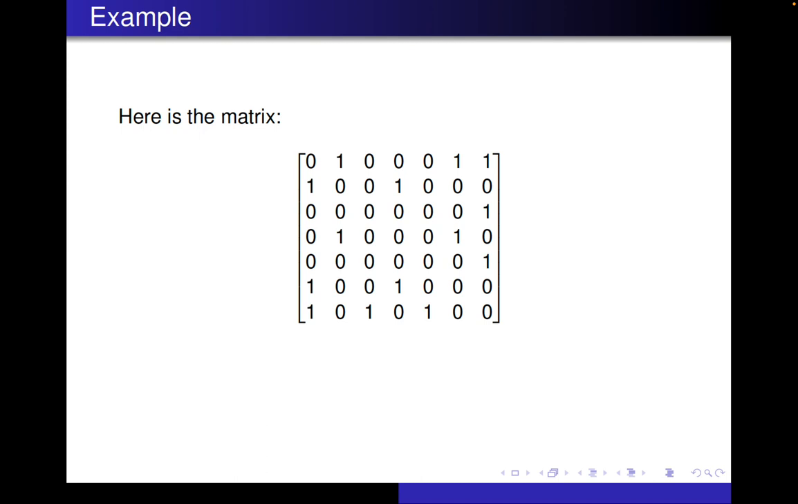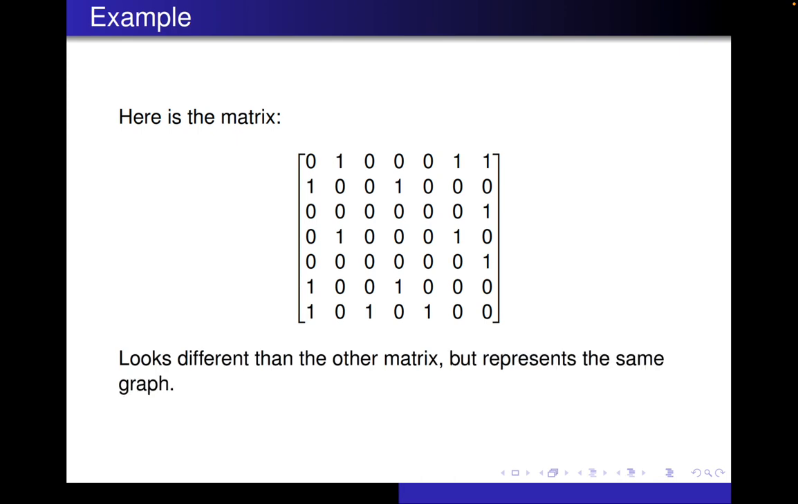And I don't expect you to remember what the matrix looked like before, but you won't be surprised to learn that this matrix looks a lot different than the old one. So we can have different adjacency matrices for a given graph, but each adjacency matrix itself has just one graph that goes with it. So again, it looks different than the other matrix, but it represents the same graph.